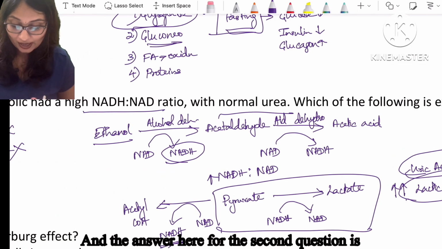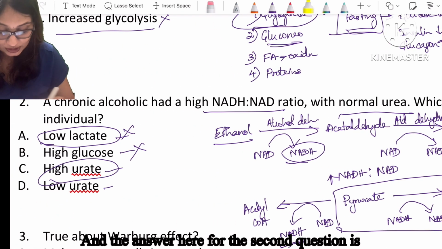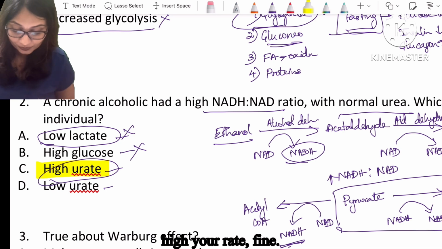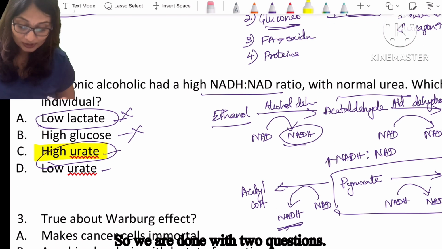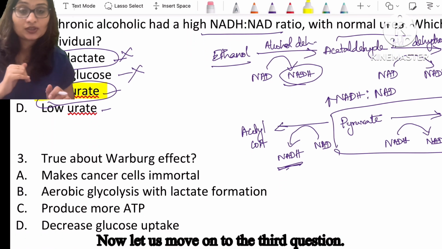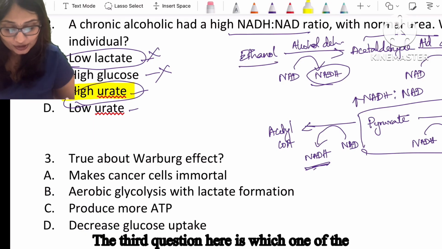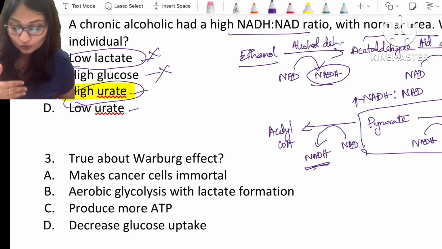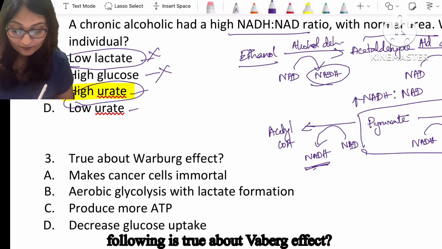So the answer here for the second question is high urate. Fine, so this is it. So we are done with 2 questions. Now let's move on to the third question. The third question here is, which one of the following is true about Warburg effect?